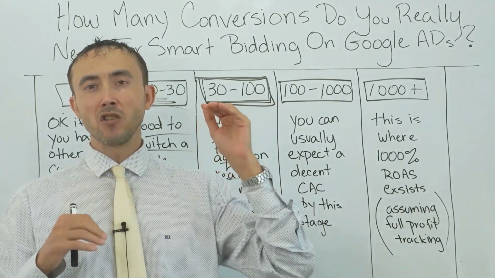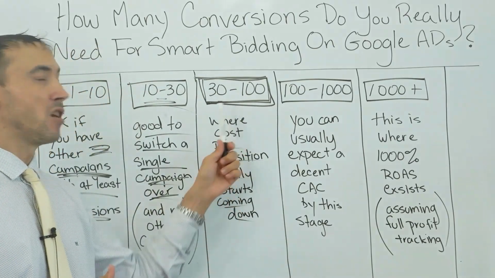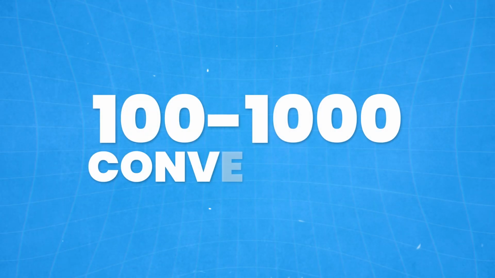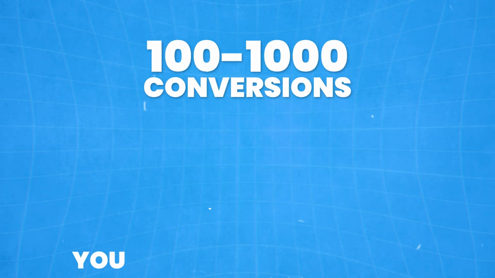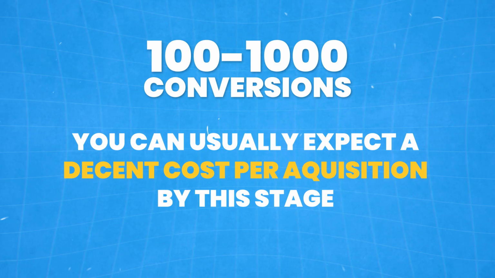It will not do a very good job at getting you to the next 15% lower until it's gotten at least 30 to 100 conversions in a competitive market most of the time, if that makes sense. Once you get to 100 to 1,000 conversions on a particular campaign, you can usually expect to get a decent cost per acquisition by this stage, okay?